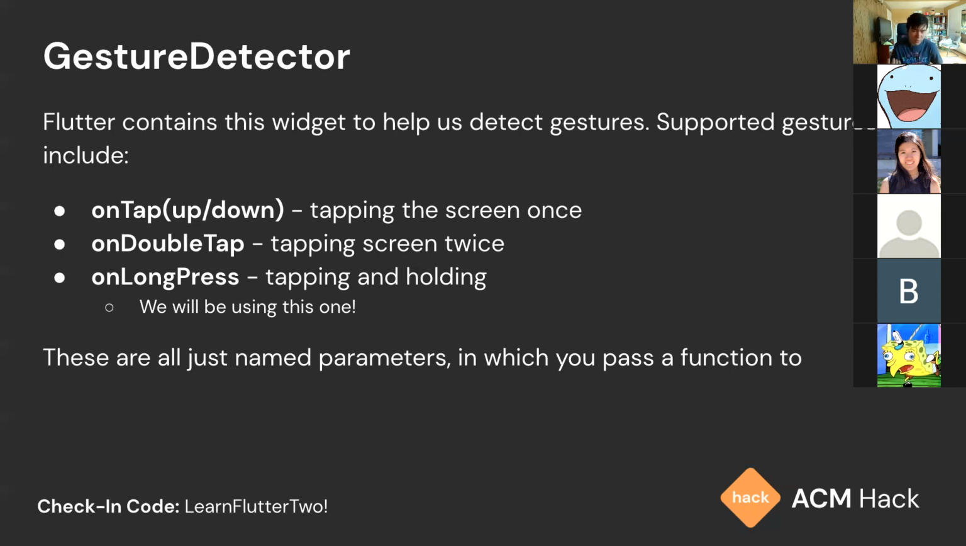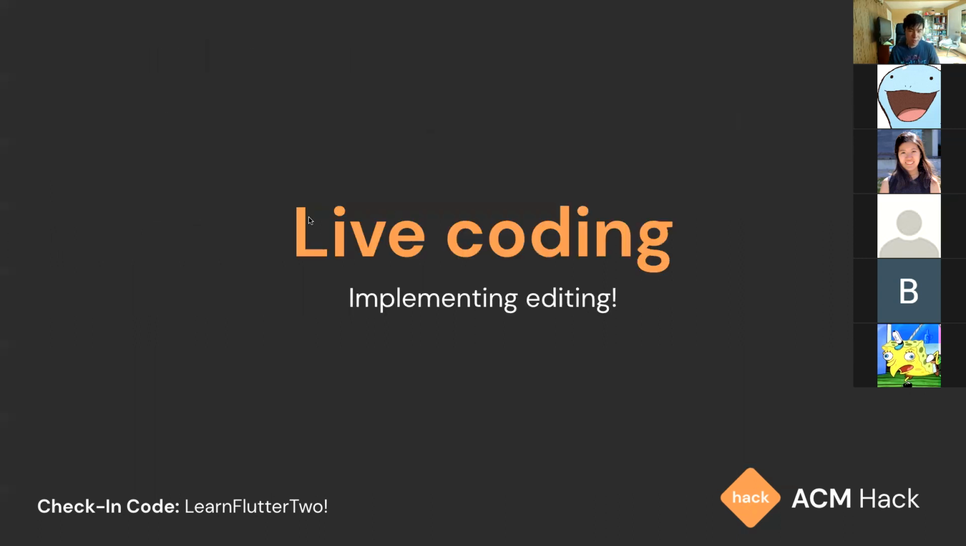And this represents tapping the screen once. You have an on double tap, which just represents tapping the screen twice, and on long press, which is what we're using, which is tapping and holding it down. So these are just all named parameters in the gesture detector widget, and then you just pass a function to it which gets called when these gestures are used.